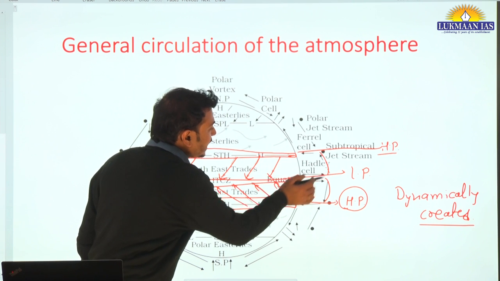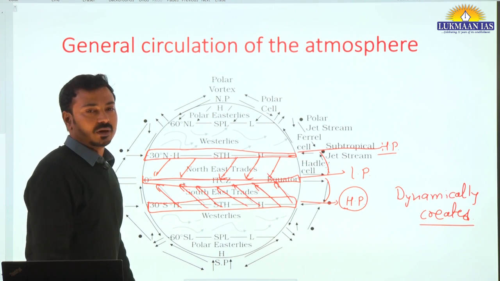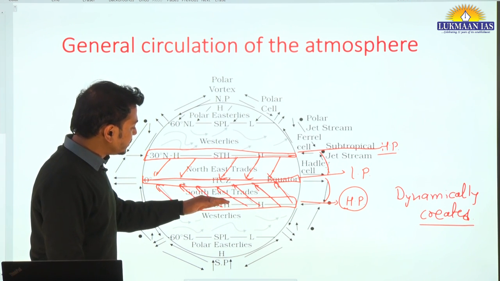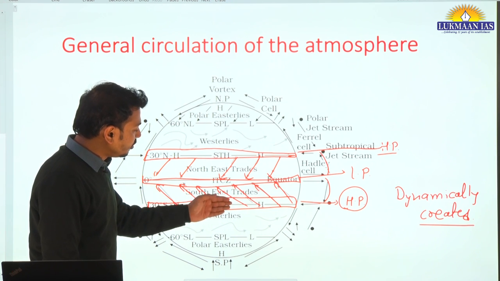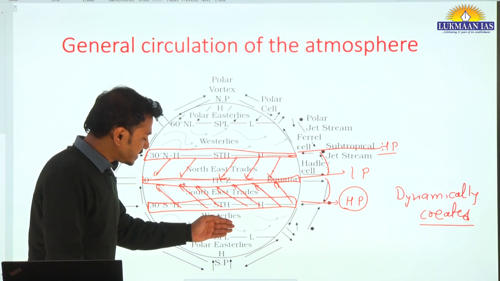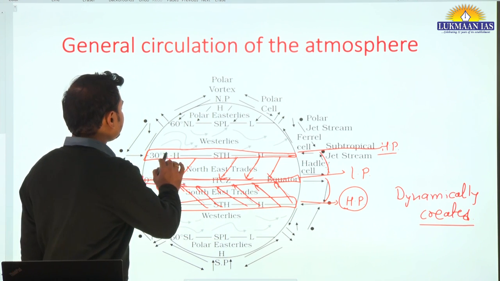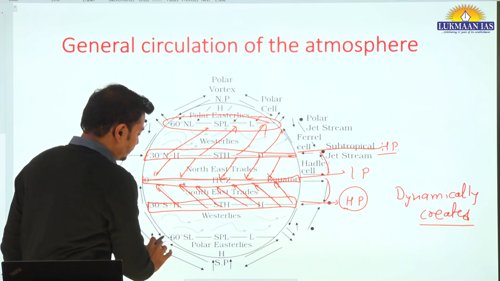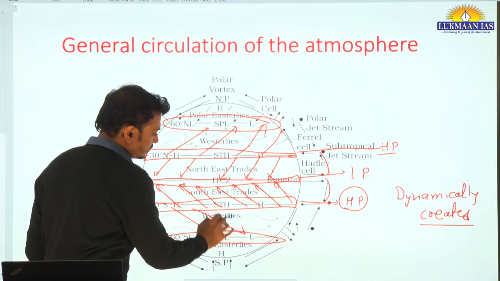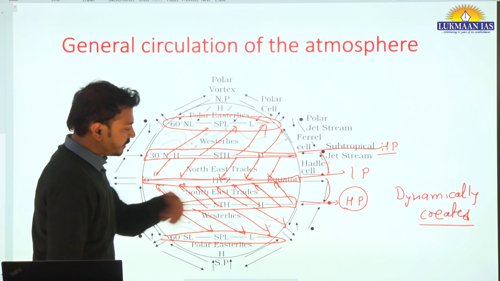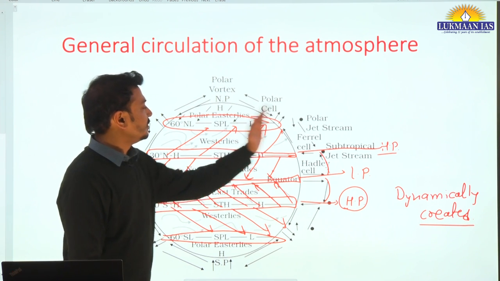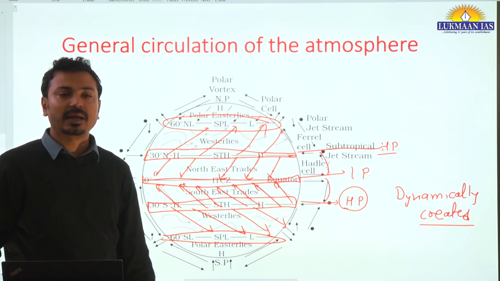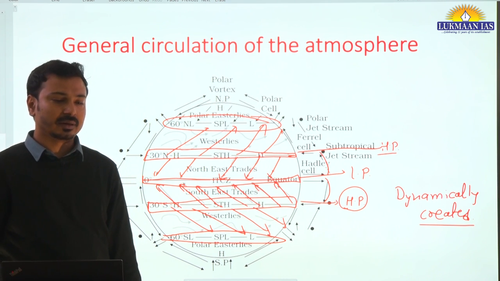And now the cell is created here within the tropics, called the Hadley cell. Now this high pressure also has wind movement along the surface towards 60-65 degrees north and south, like this. As the wind is moving, in the southern hemisphere it is deflecting to the left, and in the northern hemisphere deflecting to the right, moving from west to east. That's why westerlies. It is happening along the ground.